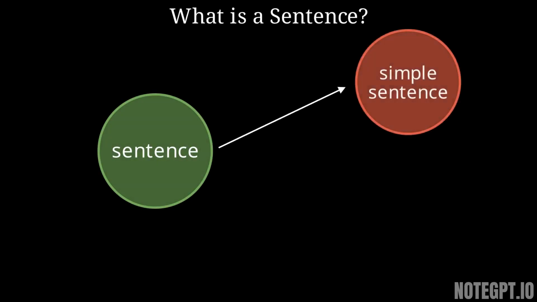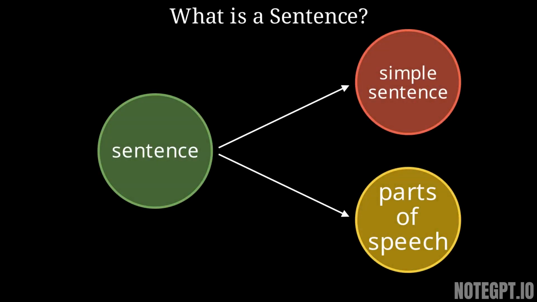A sentence is a group of words that expresses a complete idea. In this chapter, we will explore what makes up a sentence, focusing on simple sentences with a single independent clause. We will also look at how sentences can be expanded using different parts of speech.